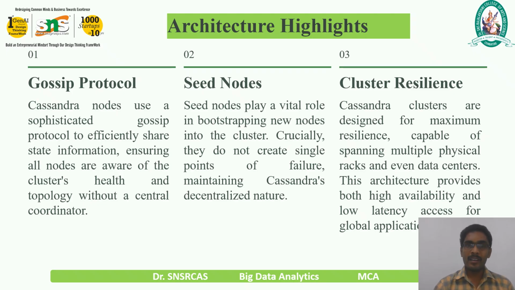And coming to architecture highlights of Cassandra. Cassandra basically has a smart architecture. First, gossip protocol. Nodes constantly talk to each other to share health and cluster information. No central coordinator is needed. Second one is seed nodes. These help new nodes join the cluster without creating a single point of failure. And finally, cluster resilience. Cassandra can span multiple racks or even entire data centers, providing global availability with low latency.